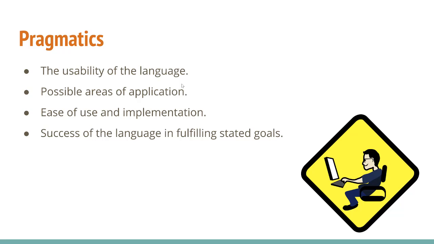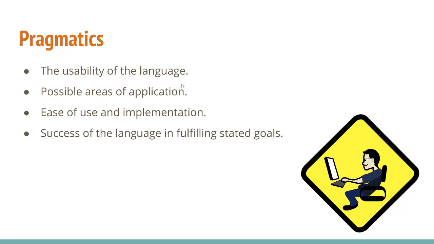So what is this thing, pragmatics? Well, this fourth aspect, pragmatics, means: is the language usable? There are languages out there which only the person who created it can understand or would want to actually use. It also includes the possible areas of application.